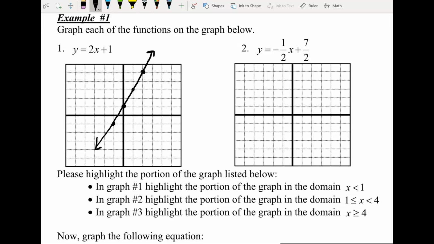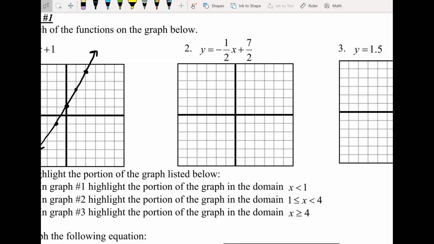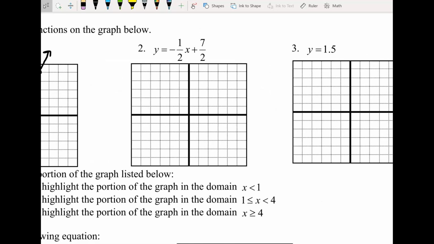Okay, for number 2, it wants us to do the same. We see that we have a y-intercept at 7 halves, 3.5, and then our slope is -1/2. So I'm going to go down 1, but I'm going to make sure that I go down to the half. Don't go down to the next integer. Go down 1 unit and over 2, and then down 1 unit and over 2. I am going to go up 1 and over 2 units to the left, basically working backwards so that I can have a little bit more of my line.